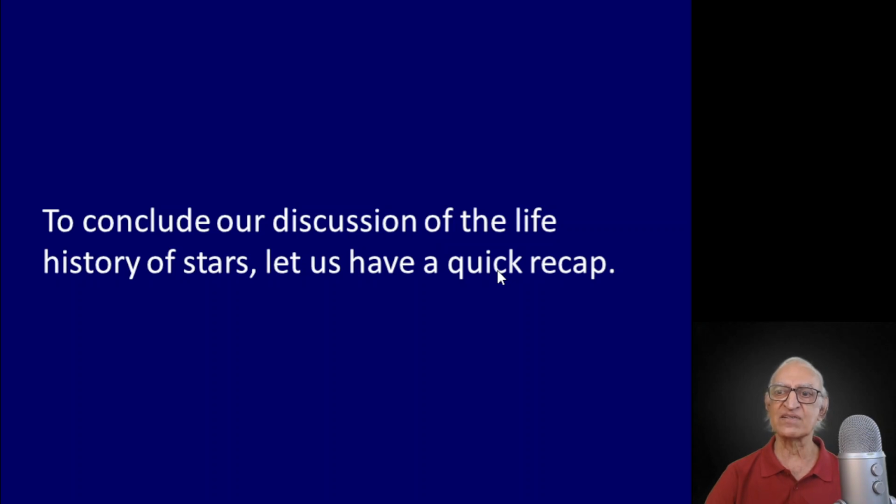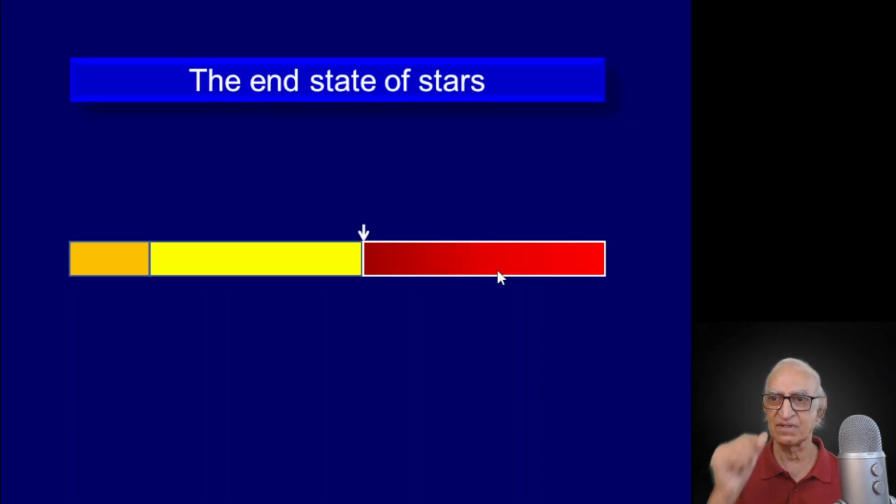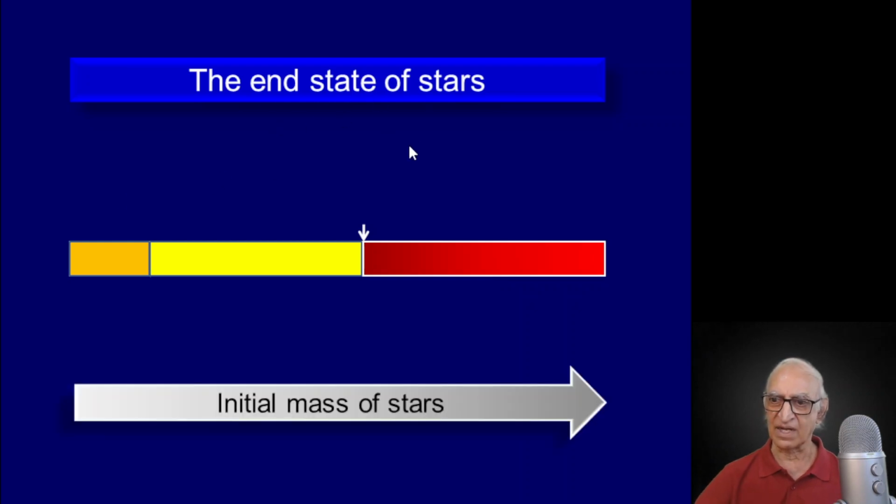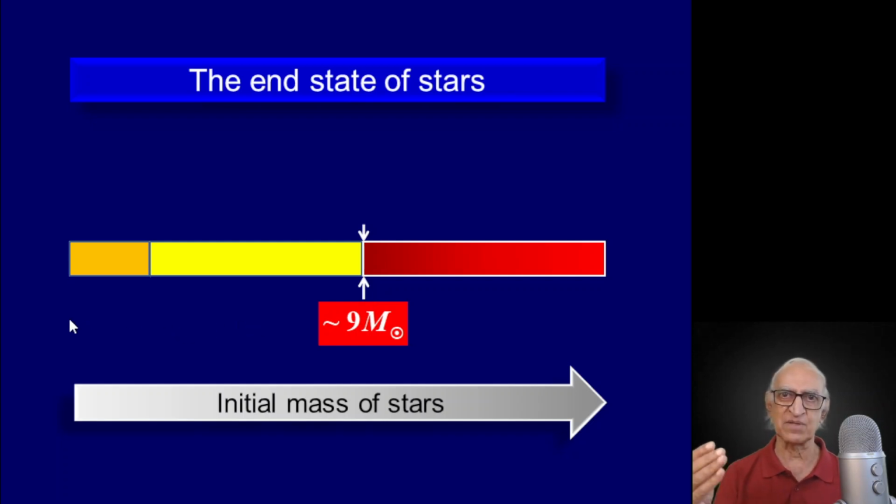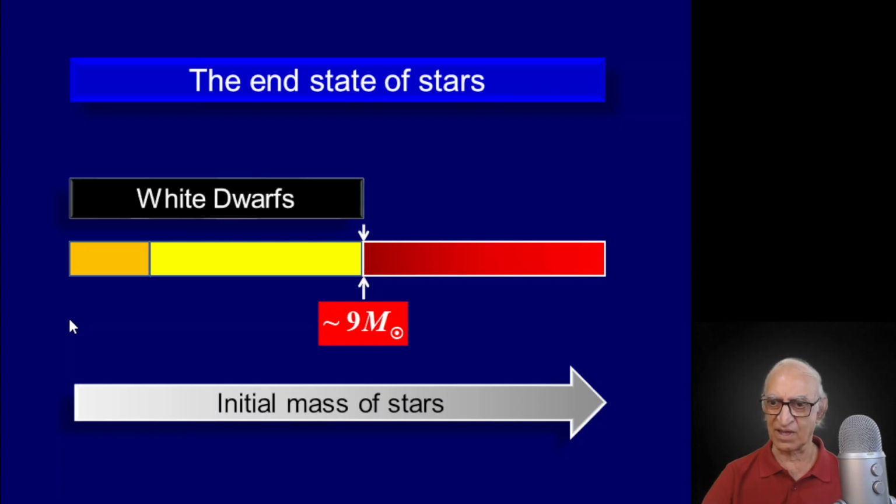To conclude our discussion of the life history of stars, let us have a very quick recap. Now, what we are going to discuss is merely the end states of stars. I have stars of various masses stacked up over there, the masses of the stars increasing as I go from left to right. Let us consider first stars whose masses are less than about 9 solar mass. It may be 8 solar mass, it may be 10 solar mass, but of the order of 9 solar mass. How do they end their lives? Well, they end their lives by becoming white dwarfs, which we have not yet discussed, but which we shall discuss in considerable detail rather soon.